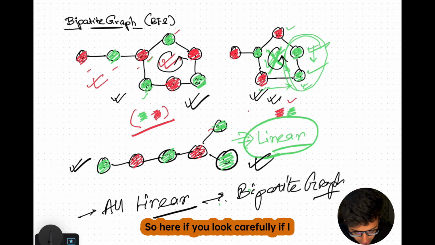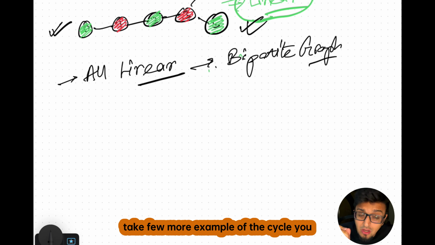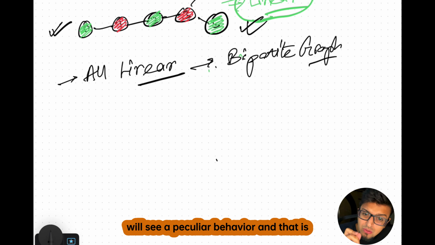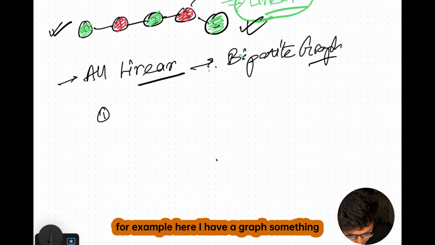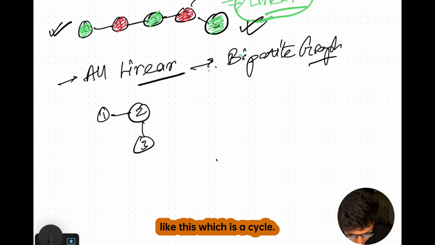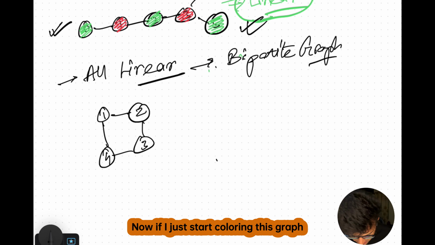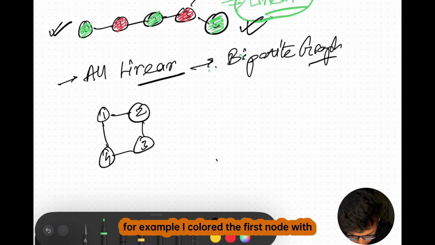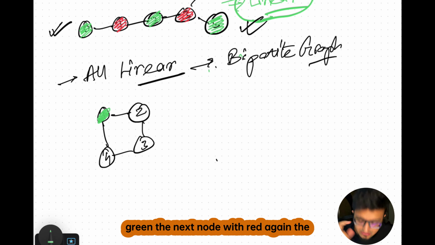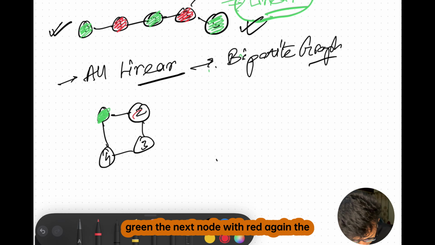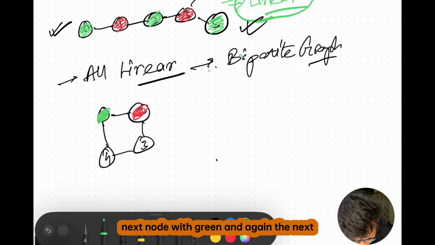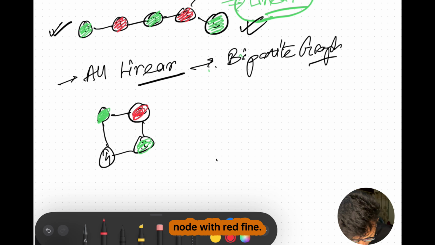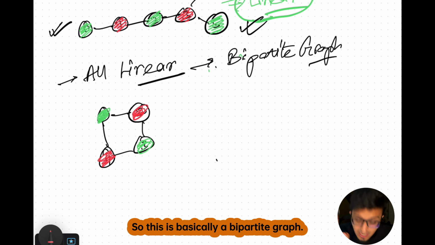So here if you look carefully, if I take a few more examples of cycles, you will see a peculiar behavior. For example, here I have a graph something like this, which is a cycle. Now, if I start coloring this graph, for example, I color the first node with green, the next node with red, again the next node with green, and again the next node with red. Fine. So this is basically a bipartite graph.